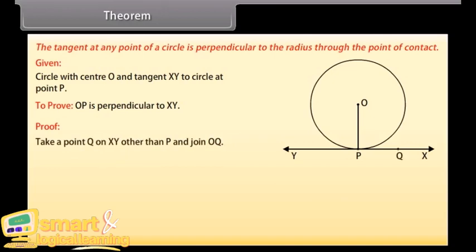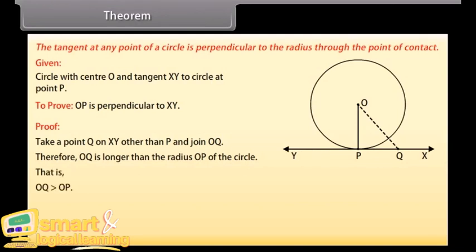Take a point Q on xy other than P and join OQ. Also, the point Q must lie outside the circle, because if Q lies inside the circle, then xy will become a secant and not a tangent to the circle. Therefore, OQ is longer than the radius OP of the circle. That is, OQ is greater than OP.